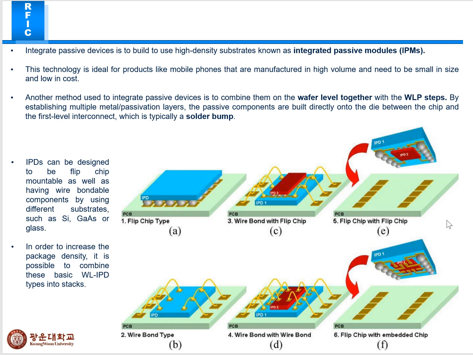As you can see in this figure, the first is flip chip type, the second one is wire bond type, and the third one is wire bond with flip chip. The next combination is wire bond with wire bond, the fifth one is flip chip with flip chip, and the sixth one is flip chip with the embedded chip. In order to increase the package density, it is possible to combine these basic WLIPD types into stacks.